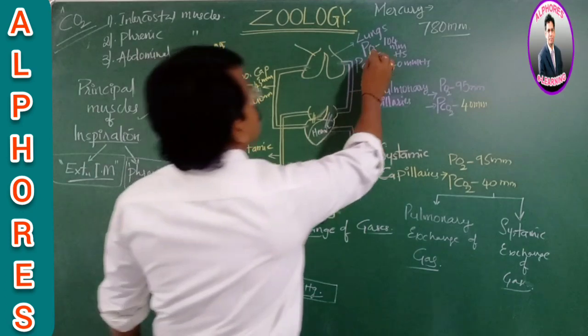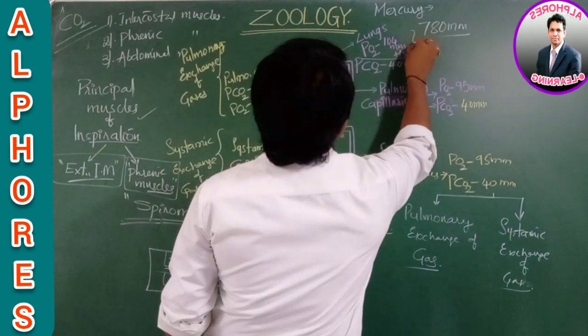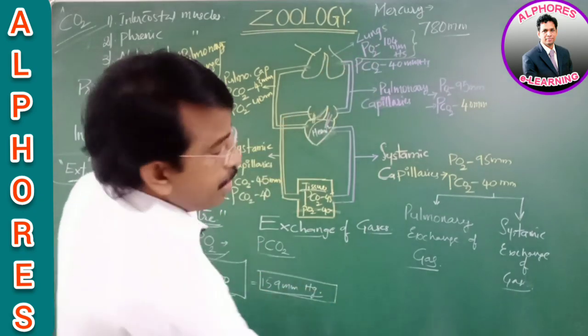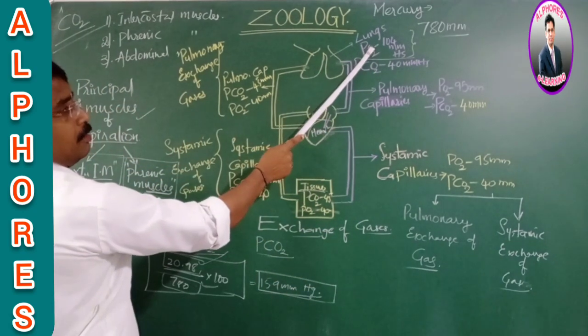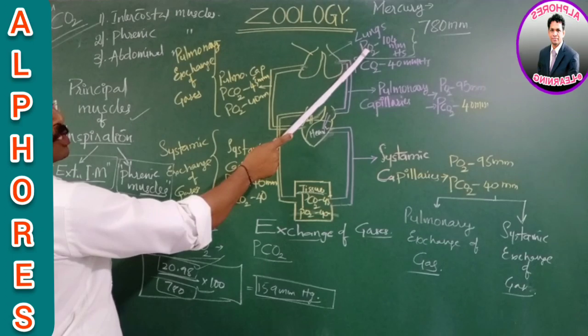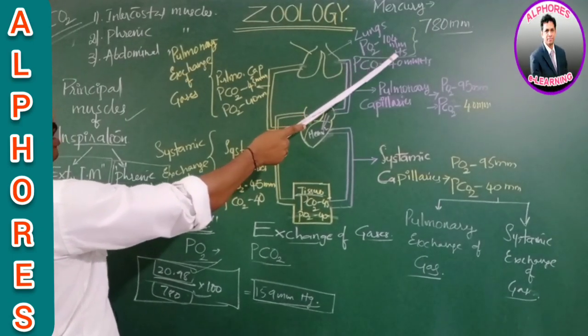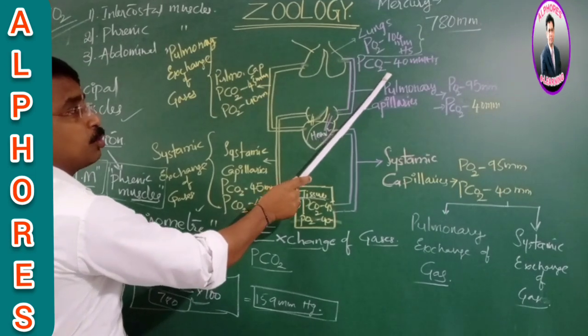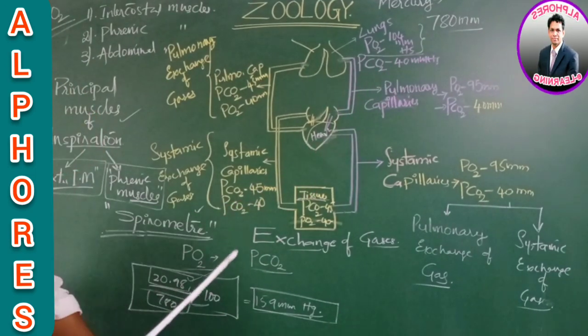At lungs, look at here, the partial pressure of oxygen PO2 is 104 mmHg. The partial pressure of oxygen PO2 is 104 mmHg, whereas the PCO2 is 40 mmHg.